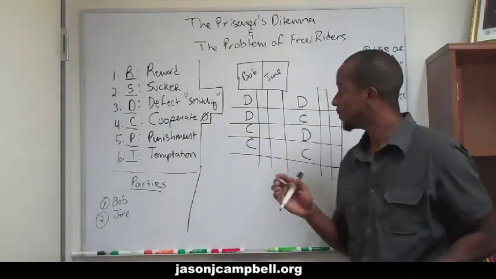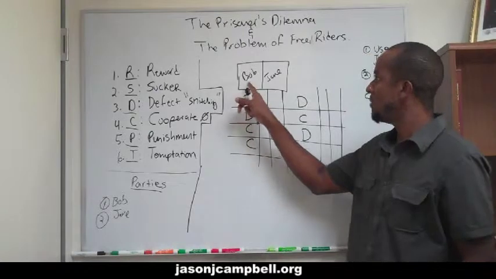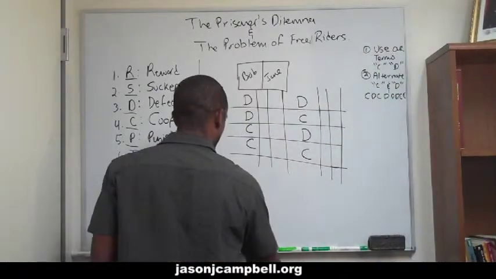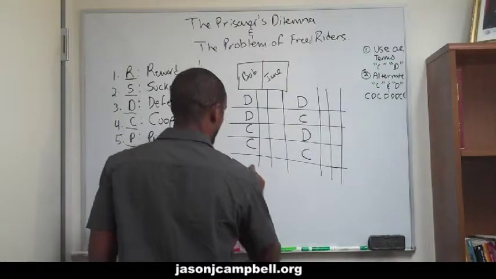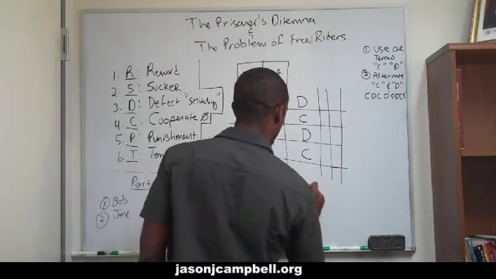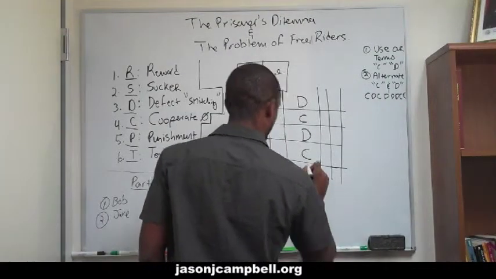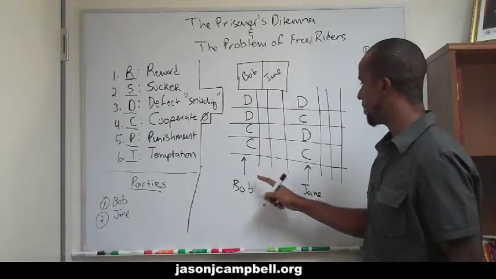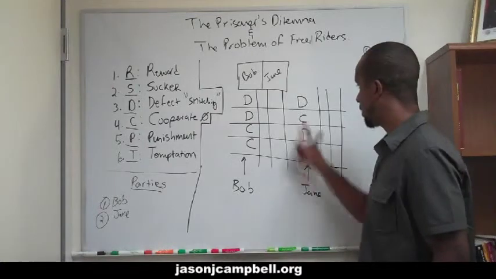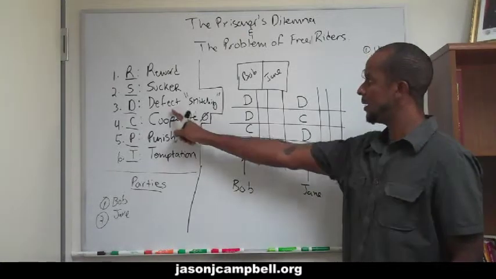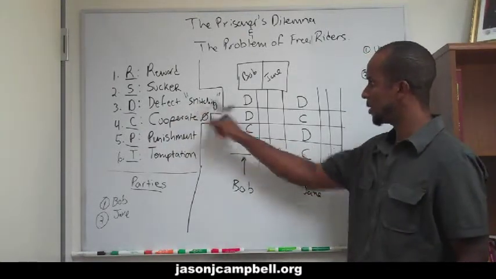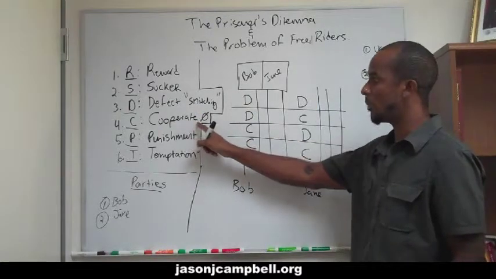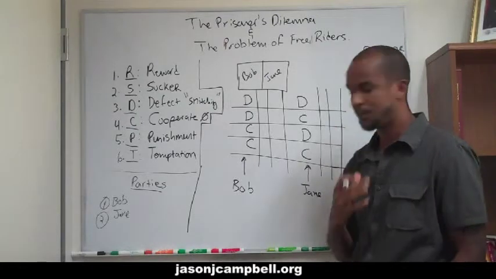Okay, now let's see what happens. Imagine this column will be for Bob. This is Bob's column, and this is Jane's column. Okay, so we have our two people. We have Bob's column, what Bob says when asked, and we have Jane's column. We know that if we see D, defect, then the person snitches on the other person. If we see a C, the person cooperates, and the person doesn't say anything at all.